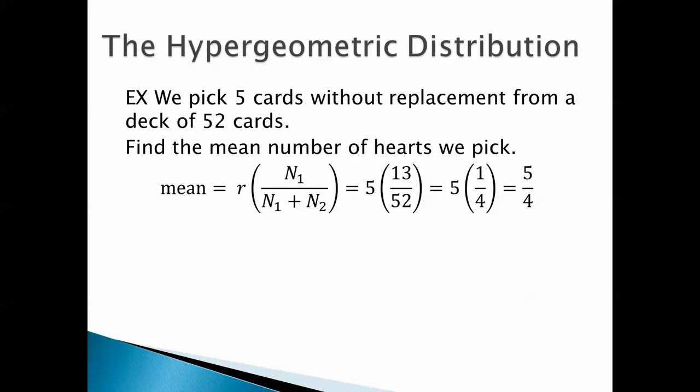Okay, so let's say we pick 5 cards without replacement from a deck of 52 cards. Find the mean number of hearts we pick. As in the previous problem, the mean is going to be R, the number of trials, in this case the number of cards we pick, times N1 over N1 plus N2. That's, again, the probability of success on one particular trial. So that's 5 times 13 out of 52, in other words, 5/4.